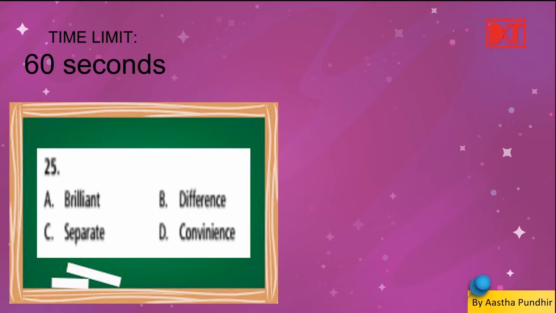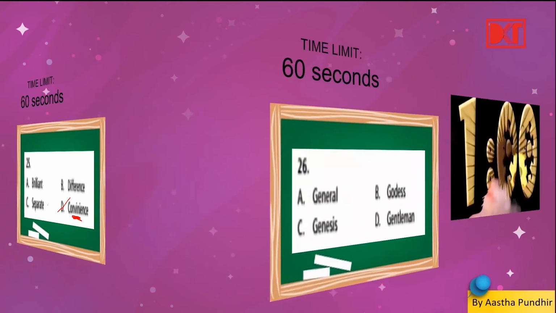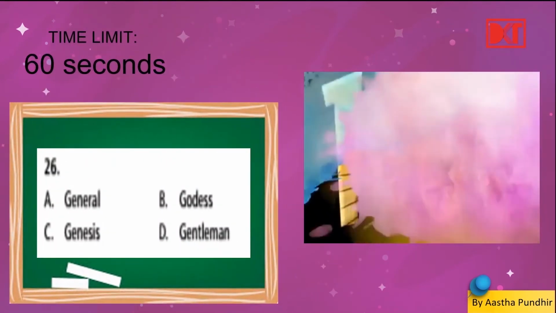Alright, now here we have, okay, so the incorrect word, the misspelled word is D, convenience. What they're trying to say is convenience with the correct spelling C-O-N-V-E-N-I-E-N-C-E, not V-I-N, instead it is E-N-I-E-N-C-E. Alright. Other words, brilliant, different, separate are correctly spelled. Alright. So your time starts now.